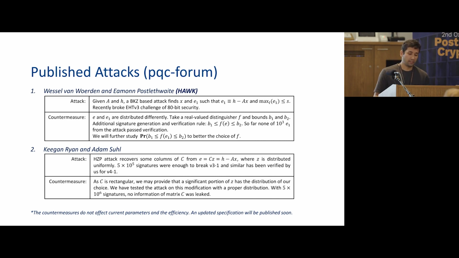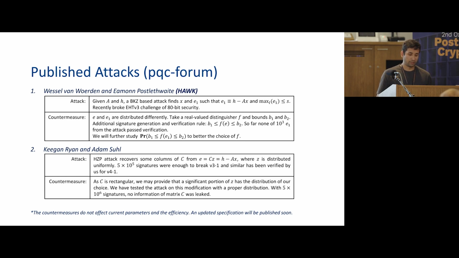Our countermeasure: we noticed that E and E1 are distributed differently. We would take a real-valued distinguisher function, F, with some bounds B1 and B2. That will create new rules for the signature generation and verification. We had that at least L entries of E are bounded by S in absolute value. Now we have this extra condition. When we checked at least 1,000 signatures generated by the attack, none of them passed this verification. They passed the first verification, but not the second one. We will further study this probability to better the choice of F. For the attack, only the upper bound is sufficient, but we believe that a lower bound is also required for a different version of the attack.